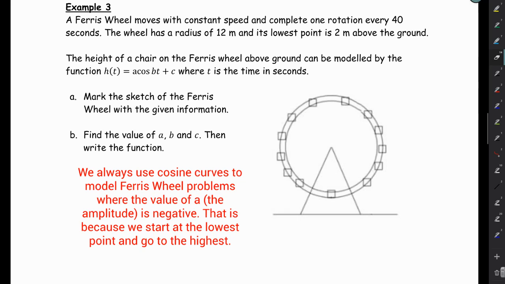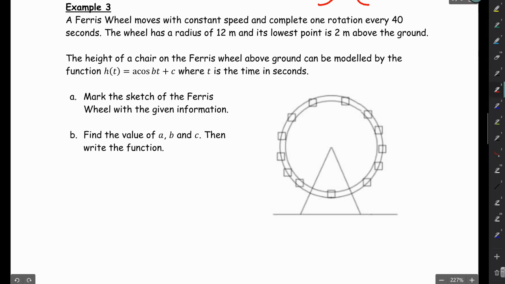Right, in example 3, we're looking at a Ferris wheel problem. And when we do that, we are always going to be looking at a cosine curve, because if we reflect a cosine curve over the x-axis, it'll look something like this. And so that means that we're going to start at our lowest height when we get on the Ferris wheel. We'll get to the top height at the top of the Ferris wheel, and then we're going to come back down. So Ferris wheel problems are always modeled using the cosine curve with the value of a that's going to be less than 0. We're going to have a negative a value.